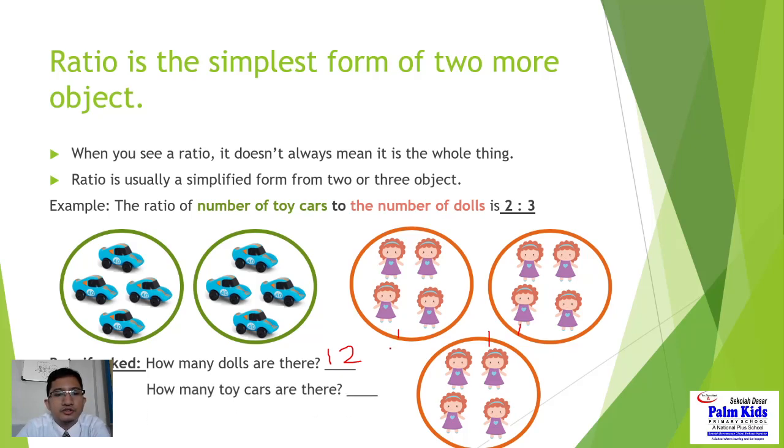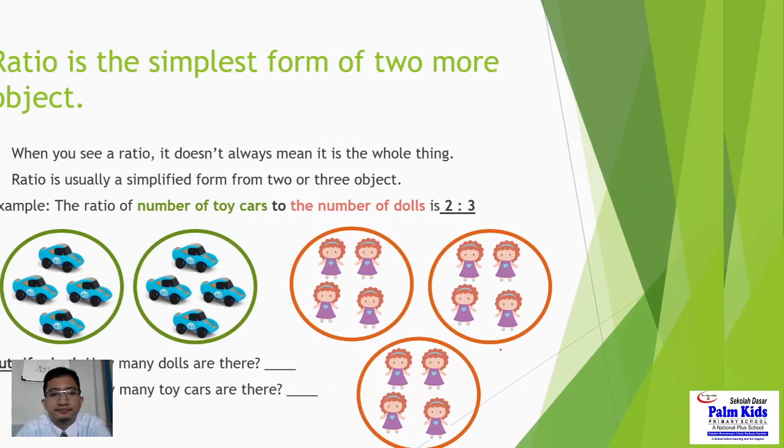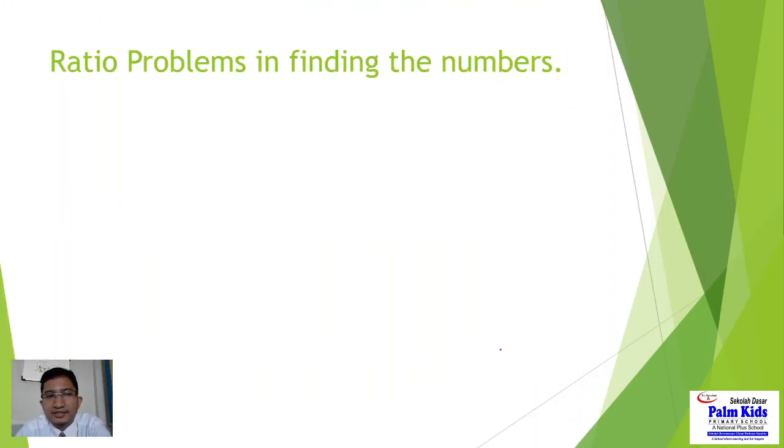Now, if they ask you how many toy cars are there, of course you wouldn't say there are two. It's just a ratio. So the number of toy cars is 4 plus 4, which is 8. So those are two different things. Ratio and the numbers are different things. So how do you solve this kind of problem? Well, we can see that there are a lot of ratio problems in finding the numbers.